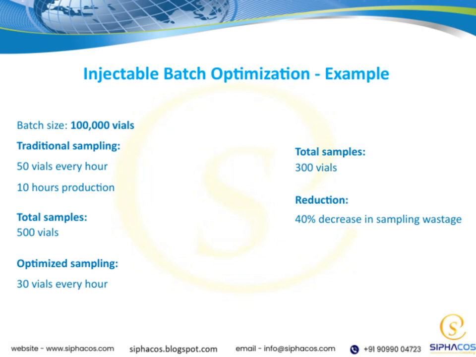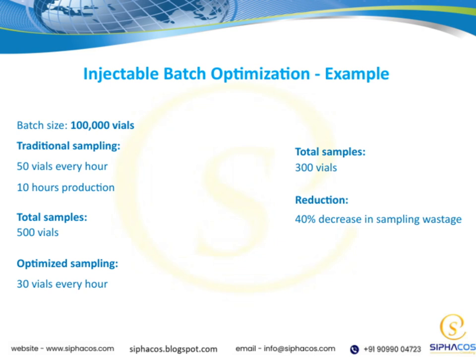Imagine a batch size of 100,000 vials. Traditionally, to ensure quality, you'd sample about 50 vials every hour over a 10-hour production run, totaling 500 vials sampled. That's quite a lot, and it adds to wastage and time.